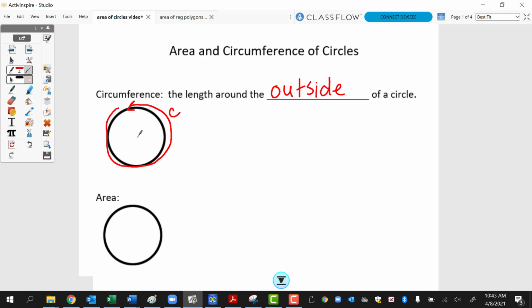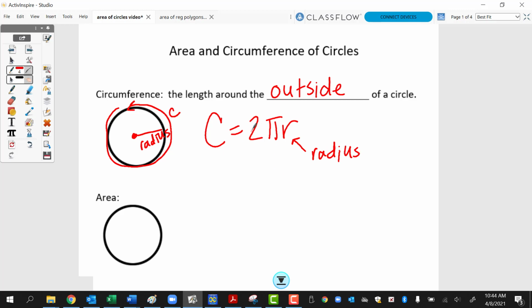Okay, we know that in a circle, the distance from the point in the middle to the edge is the radius. Hopefully we know that, but just in case we don't, reminder. Unlike the other shapes, where for perimeter you just add the sides, there isn't really a formula for that. There is a formula for circumference, and the formula is C equals 2 pi r. So we know that r is the radius.